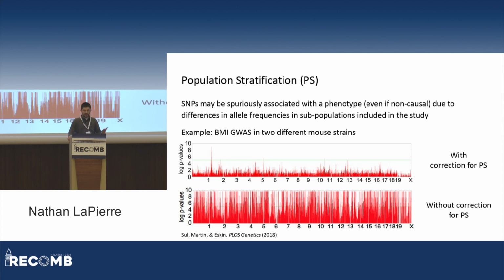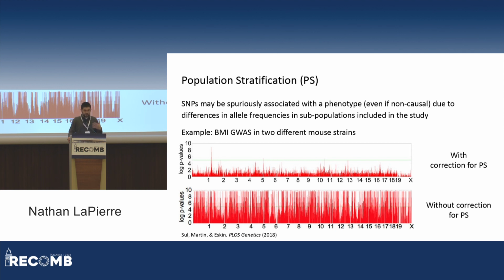This is a BMI GWAS run in two different mouse strains, and I have two Manhattan plots basically showing the effect sizes of the SNPs. The one on the top is with correction for population stratification, I believe using a linear mixed model. On the bottom is one without correction. You can see there are significant SNPs all over the place, which is pretty implausible. The reason is that you can have two different strains that differ in BMI, and there are some SNPs that cause that.